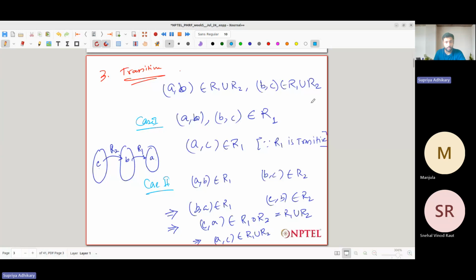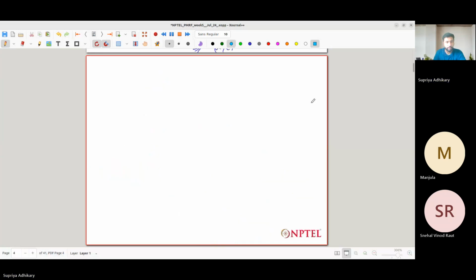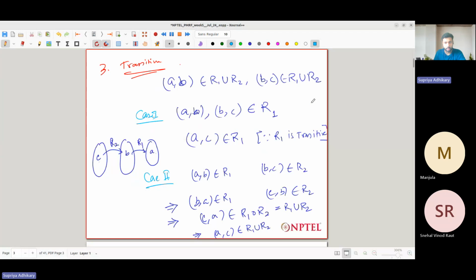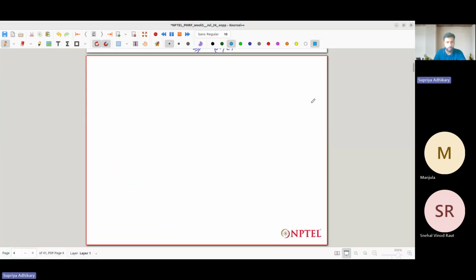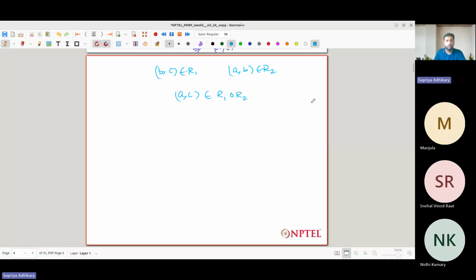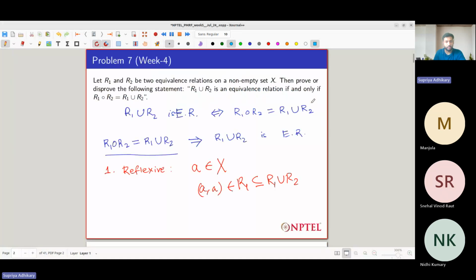And if we consider another case, which is basically this BC belongs to R1 and AB belongs to R2, then for that we can directly say that this belongs to R1 composition R2, which will be a subset of, or equal to, R1 union R2. So that means we can say that this deduction is true.